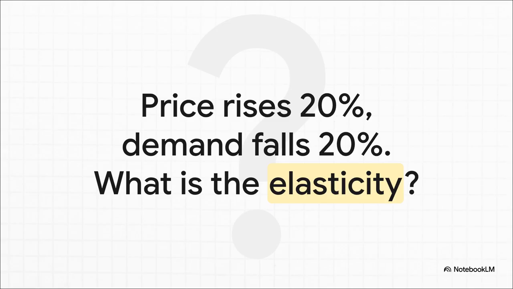So let's plug that into our formula. We've got a 20% change in quantity divided by a 20% change in price. So what does that give us? The answer is 1, a perfect 1. And that number isn't just random. It has a very, very specific meaning.